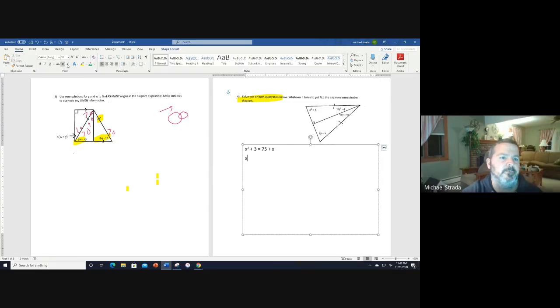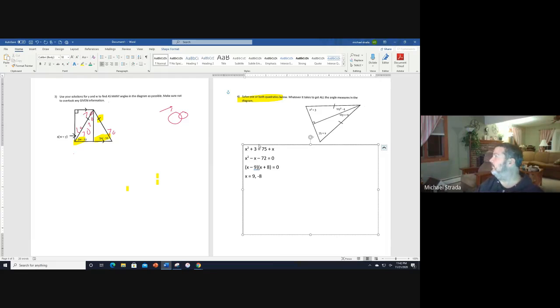X squared minus x minus 72 equals 0. I get it in standard form. That factors into x minus 9, x plus 8 equals 0. That makes my two possible solutions 9 and negative 8.